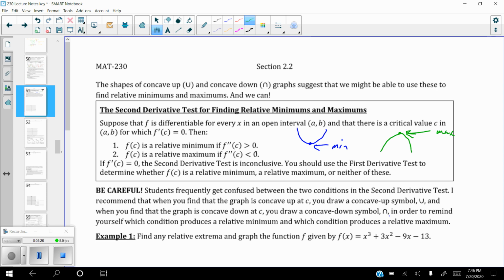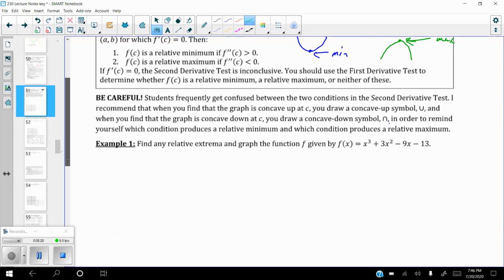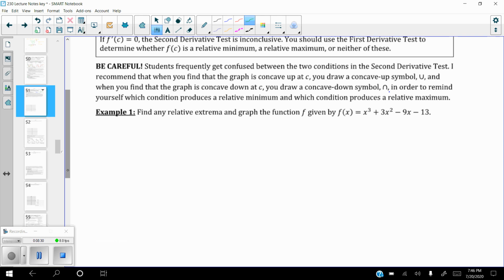Okay, so where it says be careful, it's just about how you actually think about this. Just, again, you'll see what we do here, but try and draw yourself a little symbol. I think it helps to see what's actually happening.